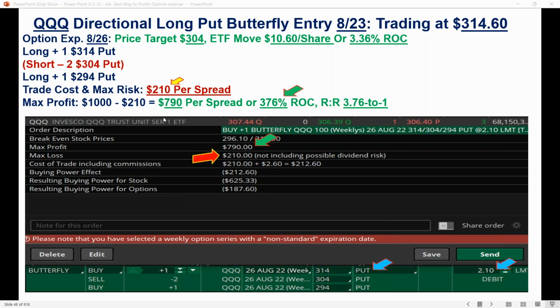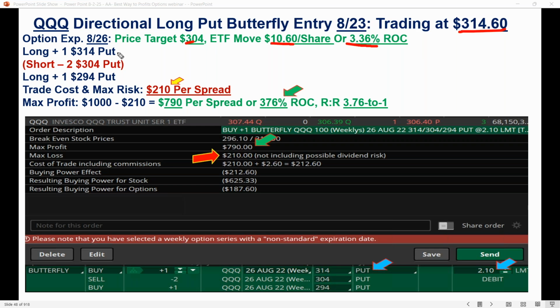All right, so here's kind of the profile of the trade when it was set up, to see what it looks like. So it was trading here at 314.60. We were looking for that target down there based on that price action, Fibonacci, some other things we look at. Now, if you'd done the ETF and you hit that target, you're up 10.60 a share, or 3.36% return, right?